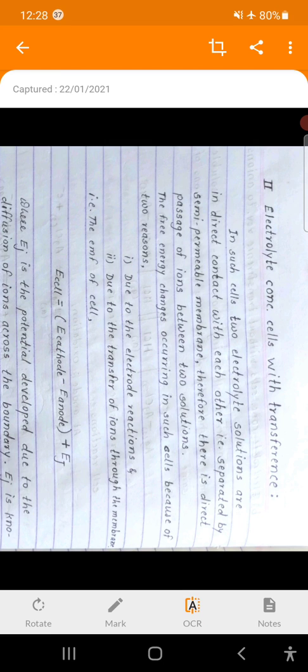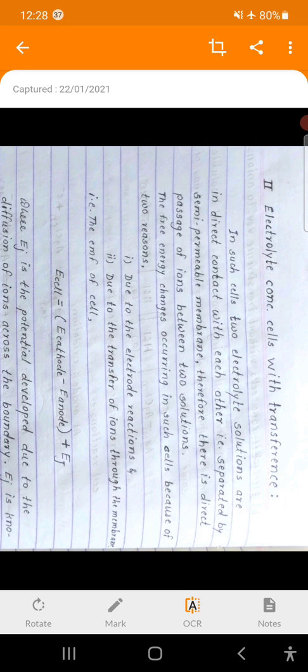If we consider the EMF of this cell, then the EMF generated is because of two processes. The first is the EMF generated because of oxidation and reduction at the anode and cathode respectively, that is, because of the electrode reactions. The second is that, in addition to the electrode processes, there is movement or passage of ions across the membrane, from one solution to the other.